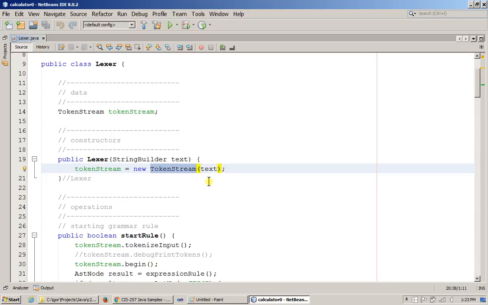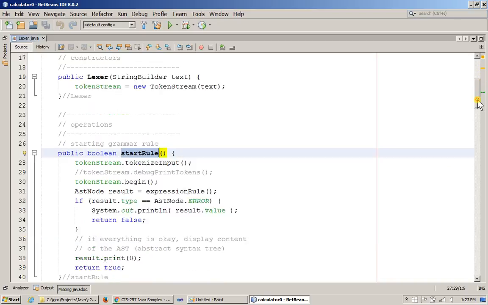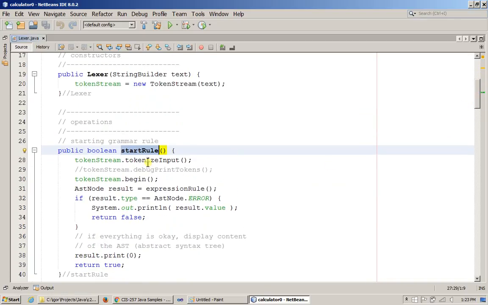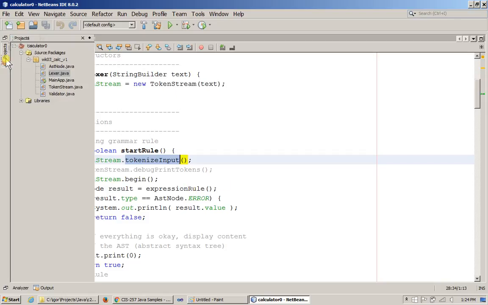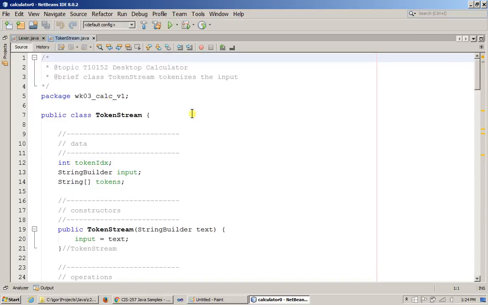So our attention now is shifting to the token stream, because first we need to become comfortable with the ideas handled by the token stream. And if you recall, once the lexer constructor is done, then the main method calls the start rule, and the first thing that the start rule does is tokenize the input. All right, so let's focus on the constructor of the token stream and also the method tokenize input, because these are the two prominent parts that we need to understand before we can talk about the stream of tokens. So, here's the token stream, another class for us to look at.